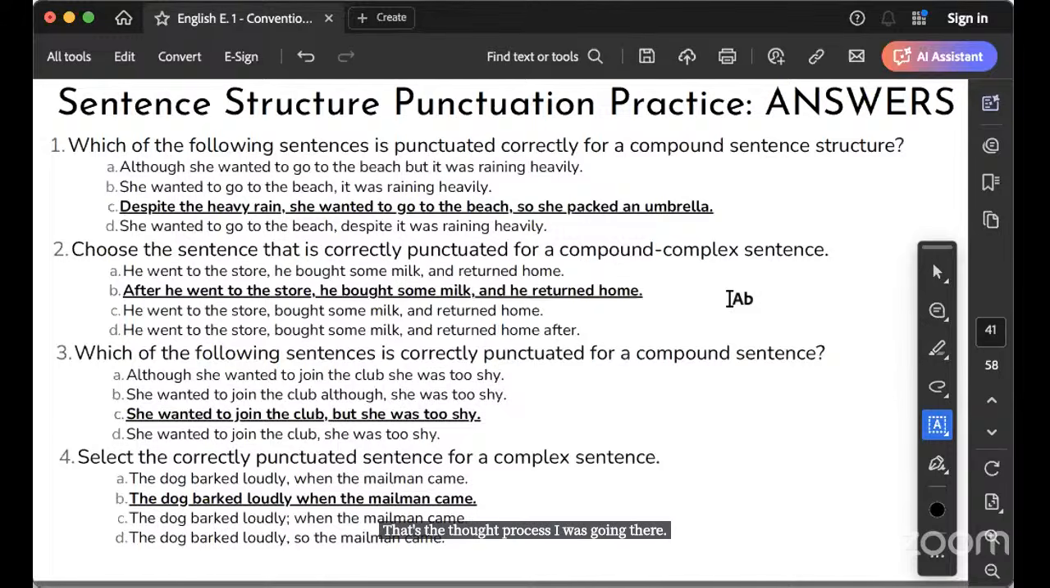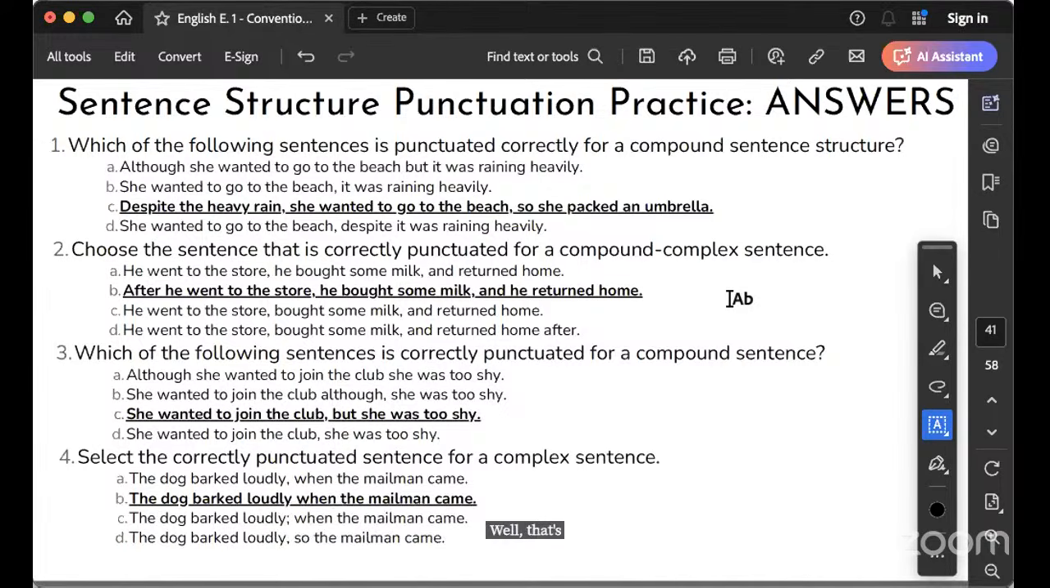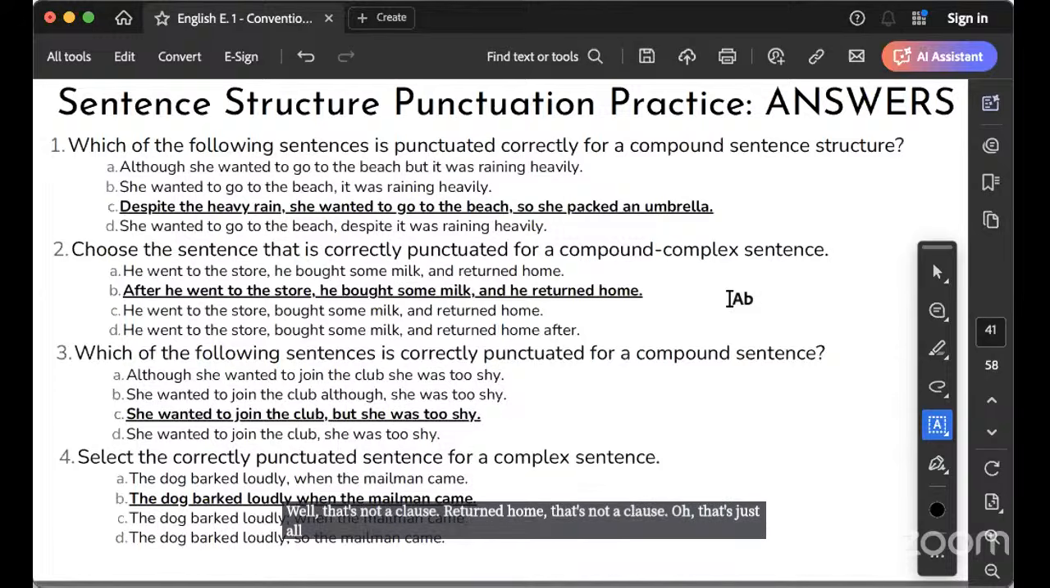But remember, you're just looking at the clauses themselves here. So with C, he went to the store, independent, bought some milk. Well, that's not a clause. Returned home, that's not a clause. Oh, that's just all listing. So I just have one simple sentence right there. That's actually just one whole complete independent clause. It's just listing things out. So that's just a simple sentence.